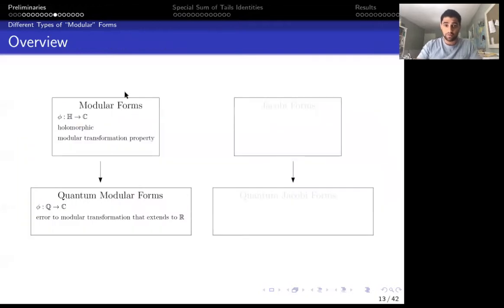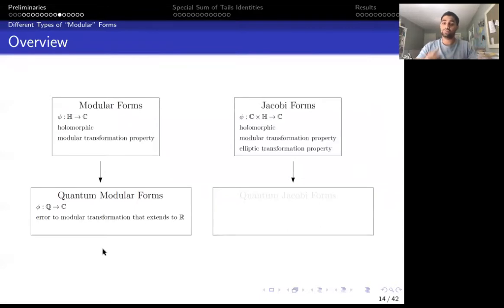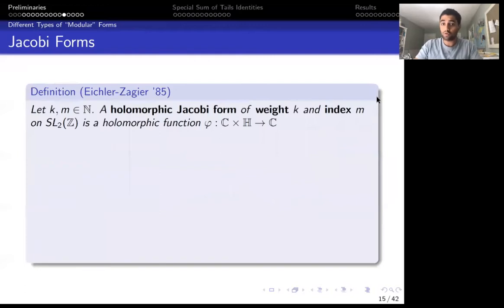Now that we've talked about modular forms and introducing some sense of error to them, it's safe to move to the world of Jacobi forms, where we're introducing a second variable. Notice how the input has changed as well as some of the properties. So let's now go into this in a bit more detail. A holomorphic Jacobi form now has a weight and an index, and it is a holomorphic function on C cross H.